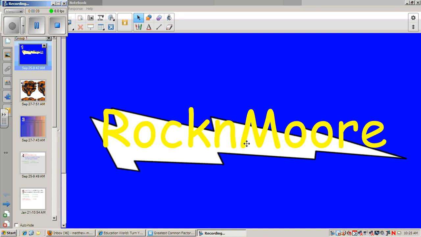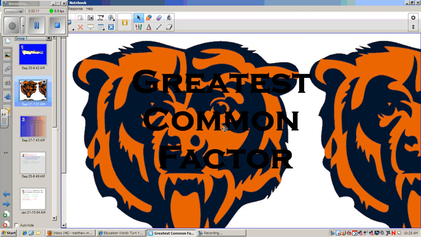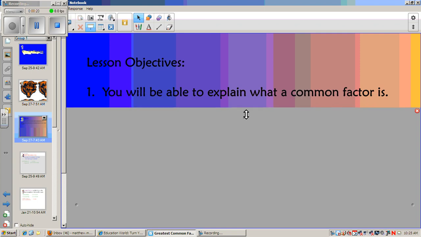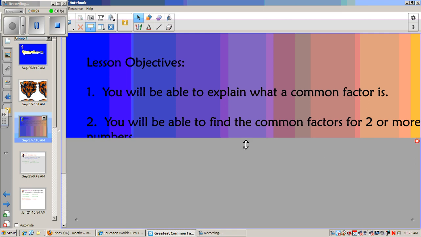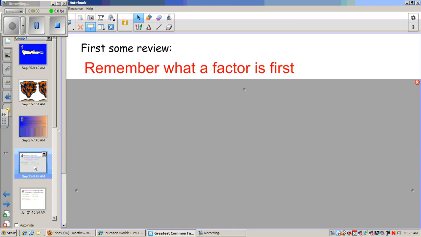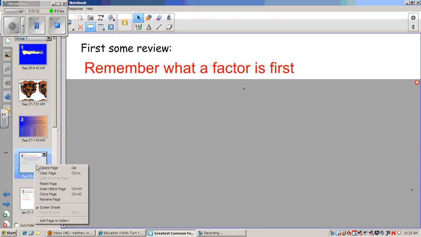Today, what we're going to be studying is greatest common factor. Our objectives for the day are that by the end, you will be able to explain what a common factor is, and also find the common factors for two or more numbers. But before we get into what a common factor is, I want you to remember what a factor is.